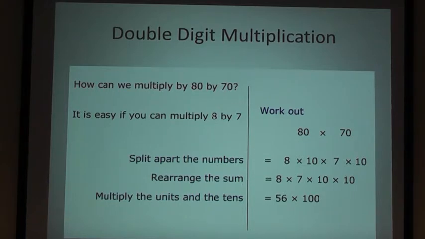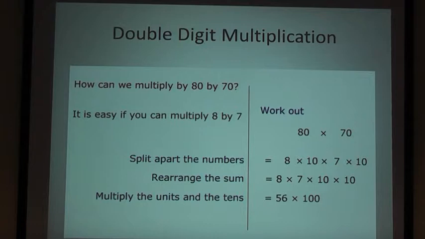So, double-digit multiplication, taking you back a bit, I'm hoping here. How can we multiply by 80? How can we multiply 80 by 70? It's easy if you can multiply 8 by 7. So, important note here, you need to know your times tables. You really need to know your times tables. There are apps available now that children aged 11 plus use, and these are to make sure that their times tables are up to date. I strongly recommend you get hold of one of those if your times tables are weak, and practice.